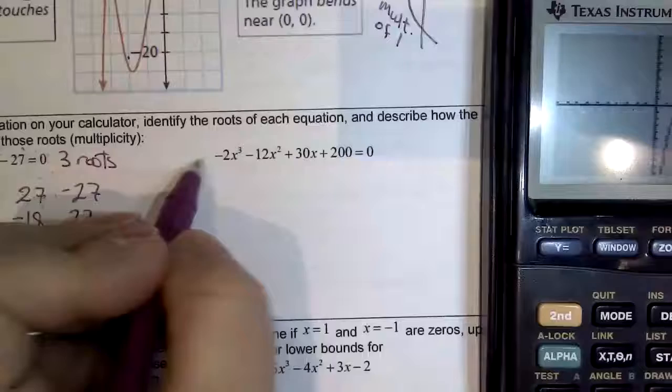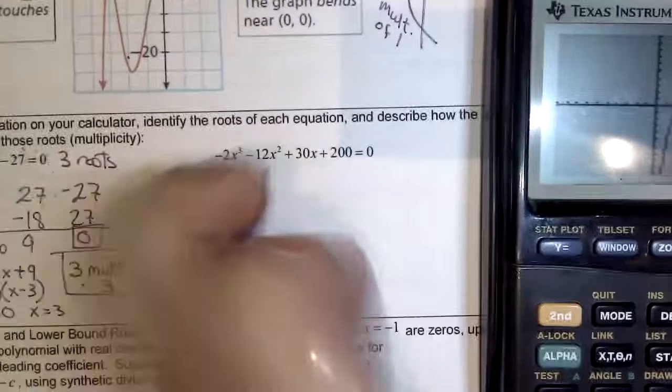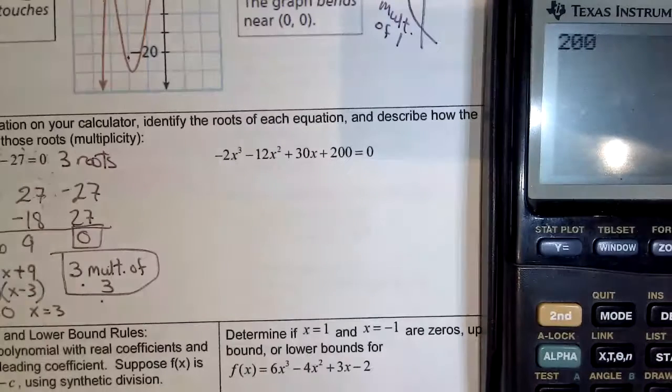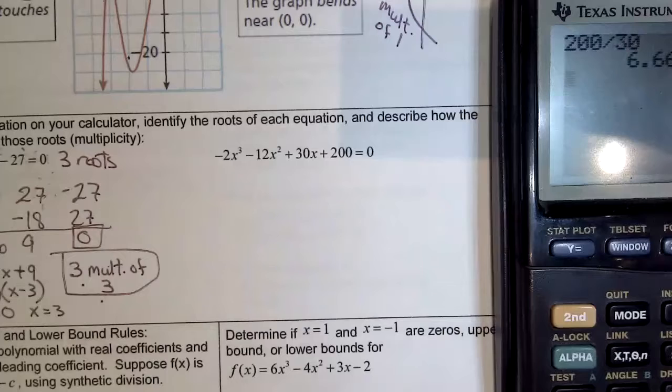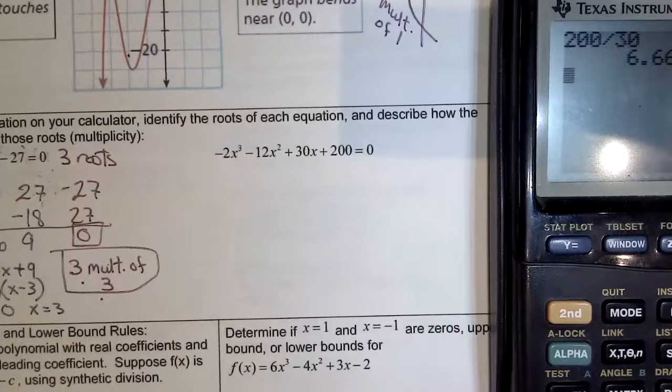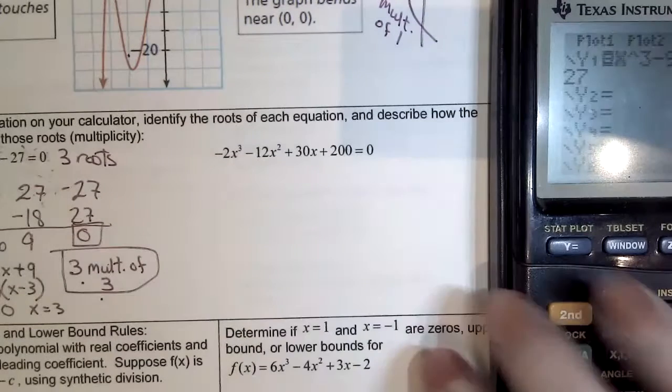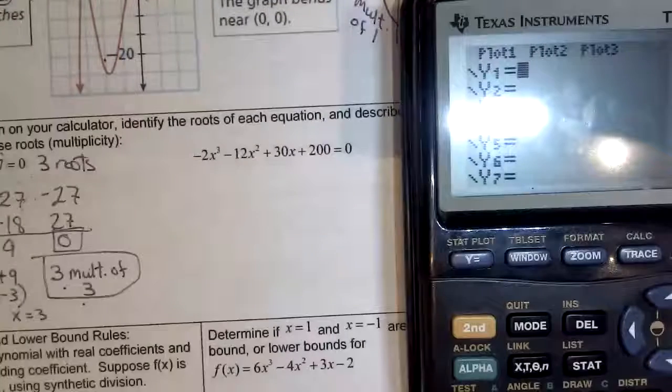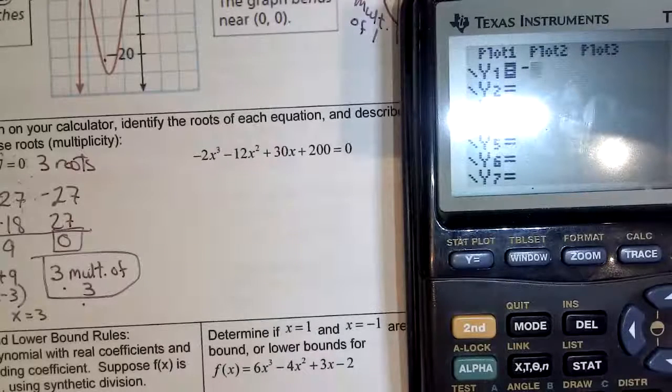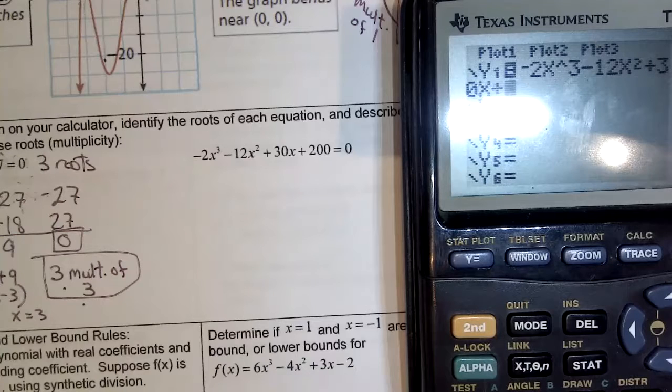So let's take a look at this next one. I was going to try the same thing here. I don't know. Let's see, 200 divided by 30. Nope, that doesn't work. So let's just graph this one then. We're going to have negative, make sure you use the negative sign and not the minus, 2x to the third minus 12x squared plus 30x plus 200.